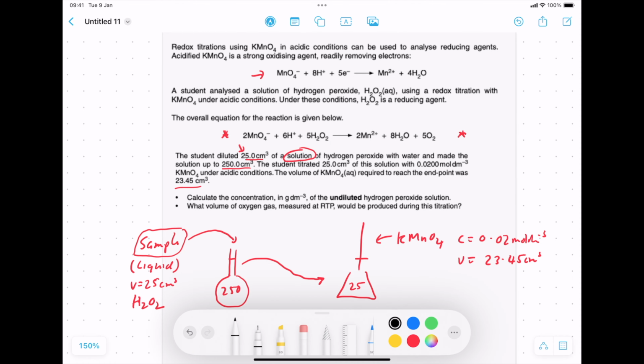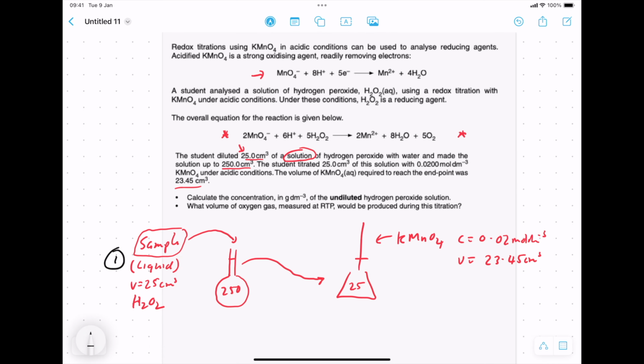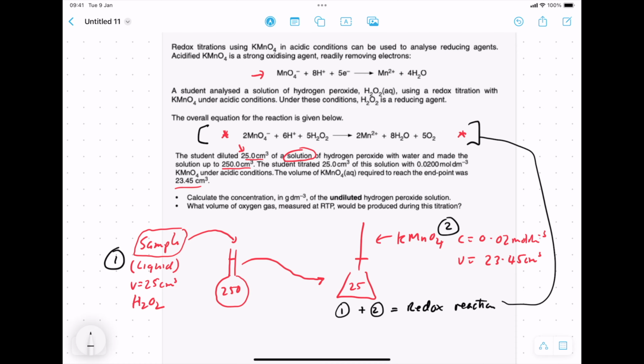Why are these described as back titrations? Well, if we call the sample number 1 and then the oxidizing agent number 2, 1 and 2 will react together in this pot to undergo a redox reaction. This redox reaction is that there. There's the equation. So that equation there is taking place in the conical flask.